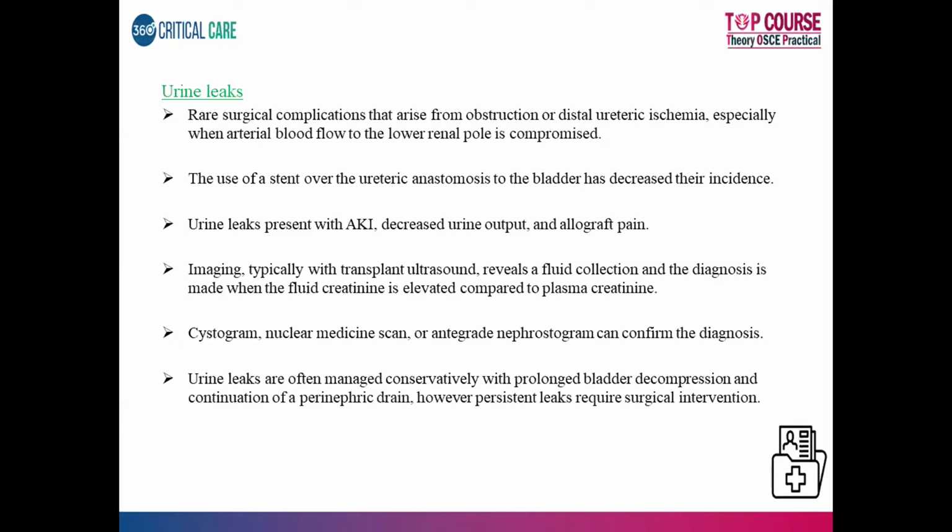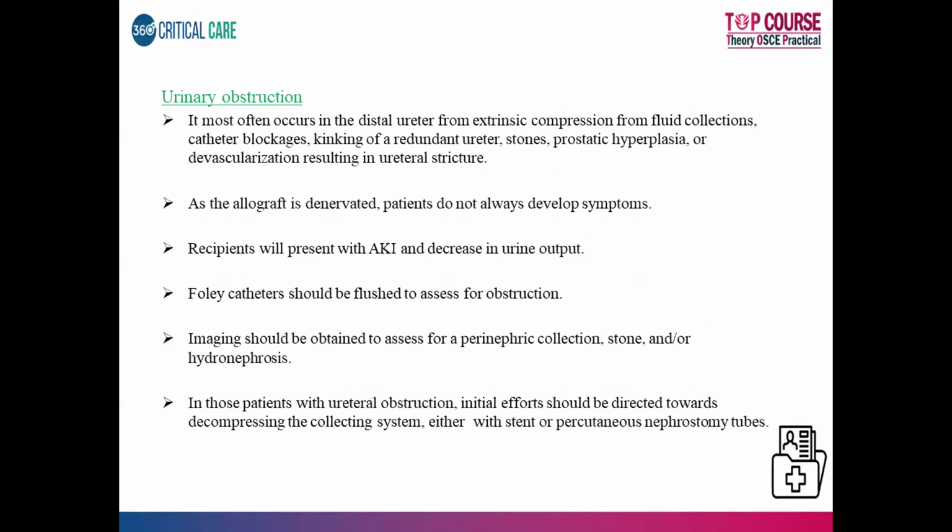And the gold standard would be doing a cystogram or a nuclear scan or an antegrade nephrostogram. Okay, but these we won't usually do. It is usually the ultrasound and then you insert a perinephric drain. Okay, so these urine leaks are managed initially conservatively with prolonged bladder decompression and continuation of this perinephric drain. But persistent leaks, they require surgical interventions.